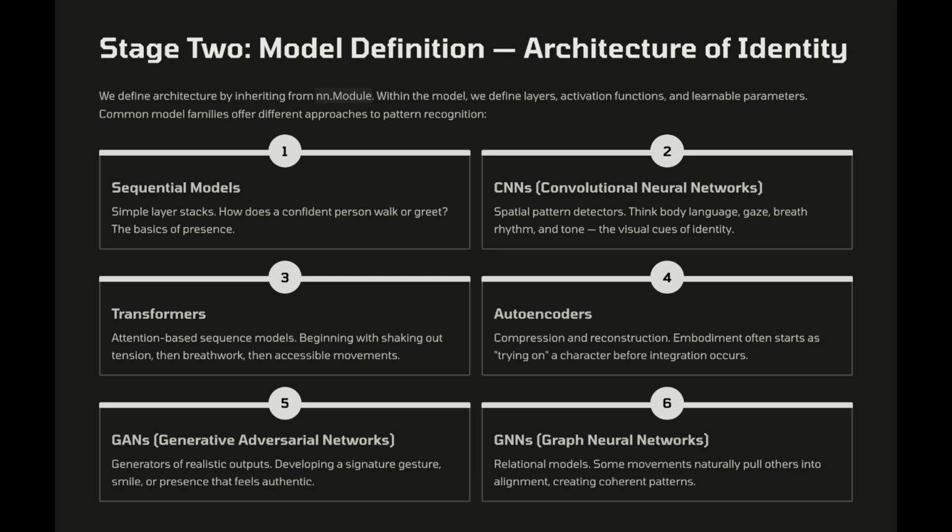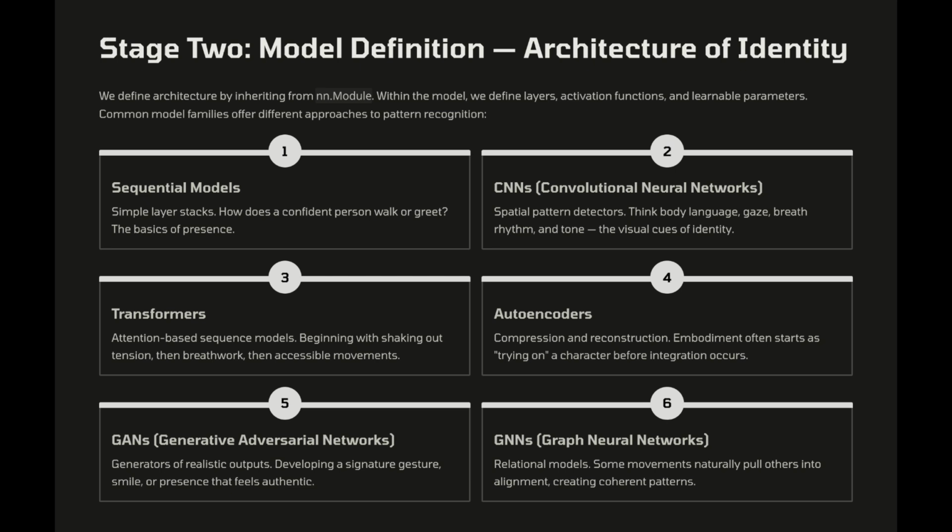We define architecture by inheriting from nn.Module. Common model families include 1. Sequential models, simple layer stacks. How does a confident person walk or greet? 2. CNNs, spatial pattern detectors. Think body language, gaze, breath rhythm, tone.